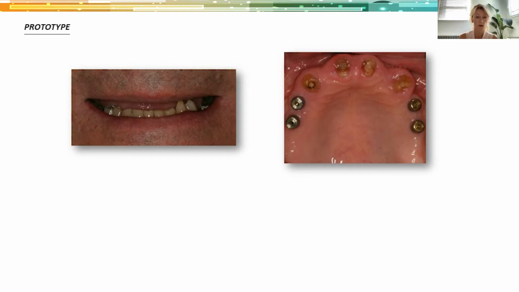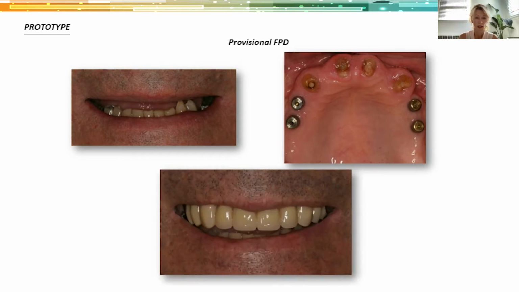A prototype can also be a provisional bridge. For example, for this patient, we have some hopeless roots, implants that are well integrated and in good condition. The patient has no display of clinical crowns, so we made that bridge, and now we have a prototype for the planning of the implants.